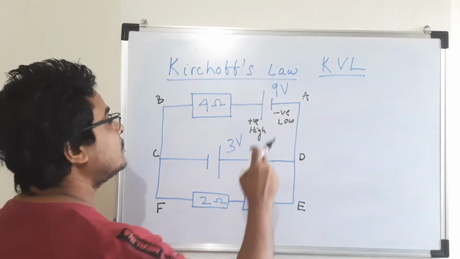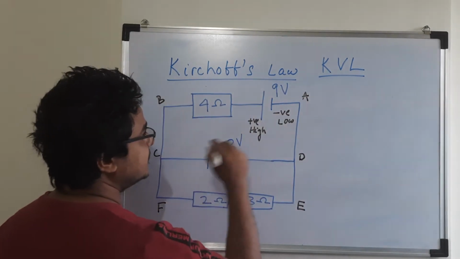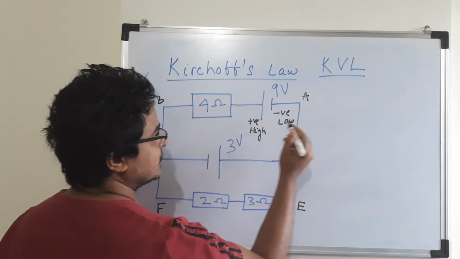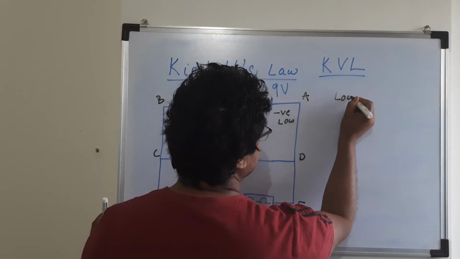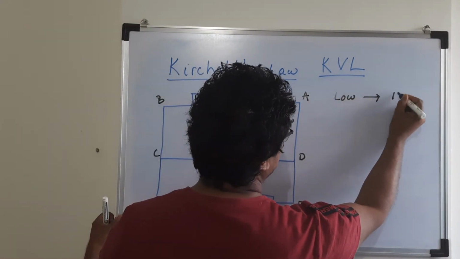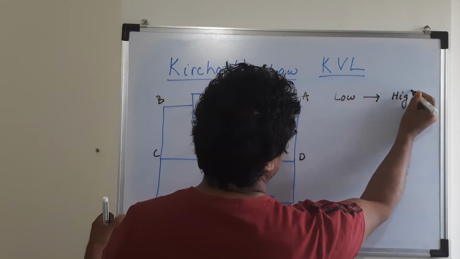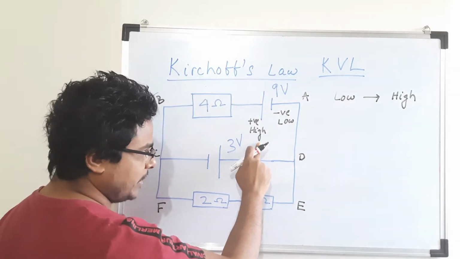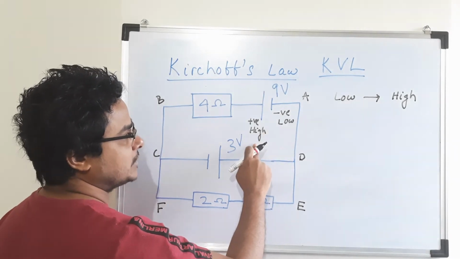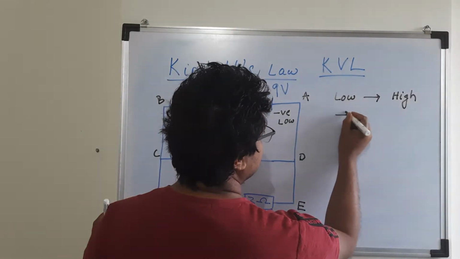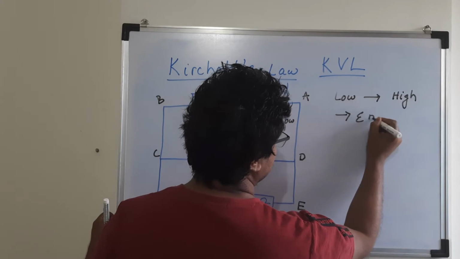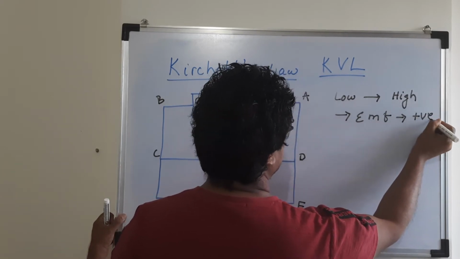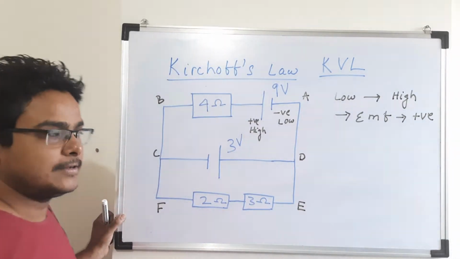But suppose you are moving from A to B here, then in the battery you are moving from low to high potential, right? So low potential to high potential, if the direction is low to high potential, there is a potential gain. Okay, potential gain, low to high potential gain, and hence we will consider the EMF to be positive. EMF is considered to be positive. This is the assumption we said, right?